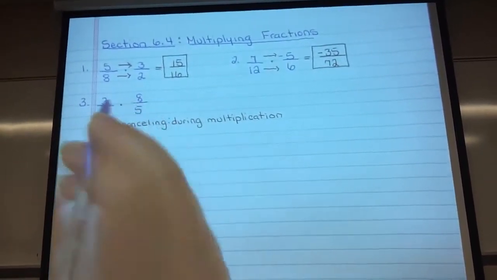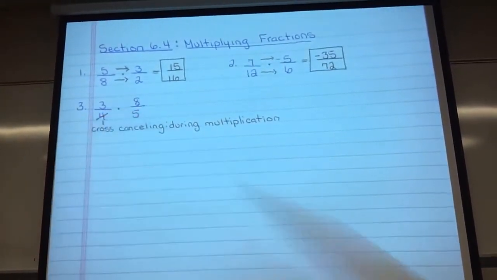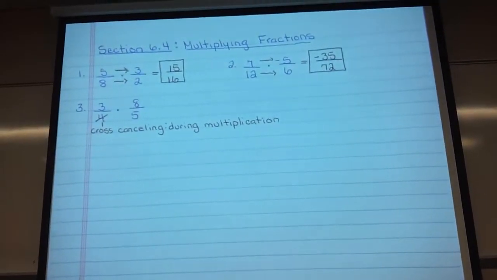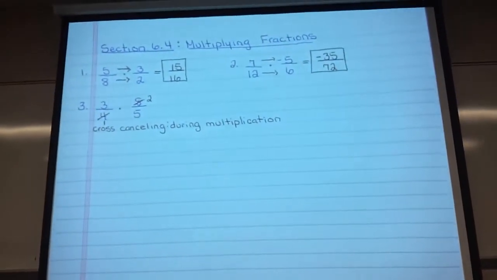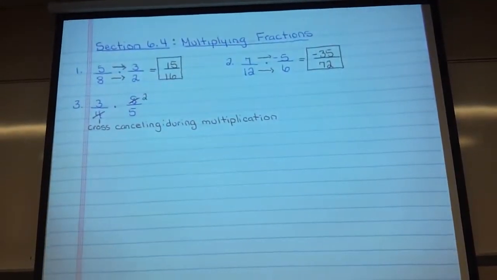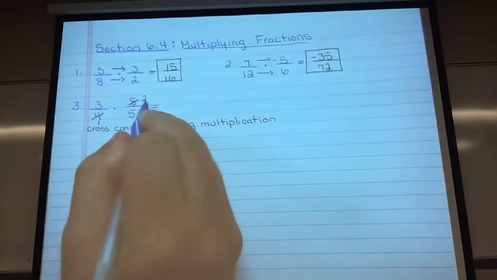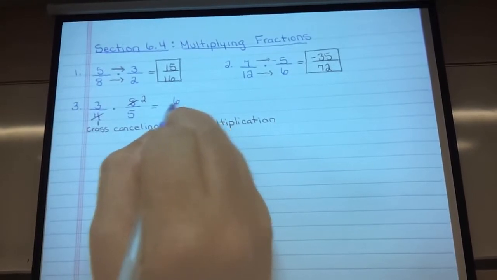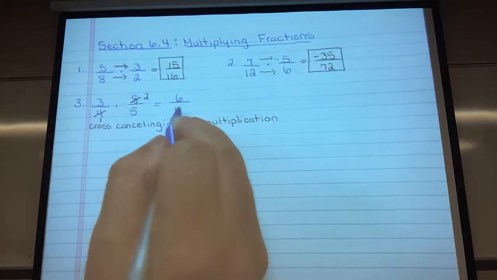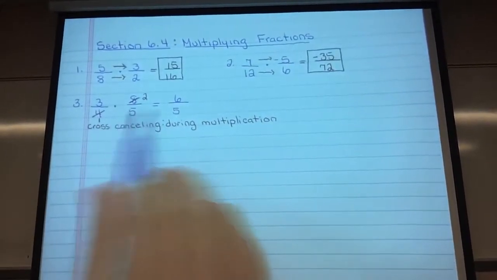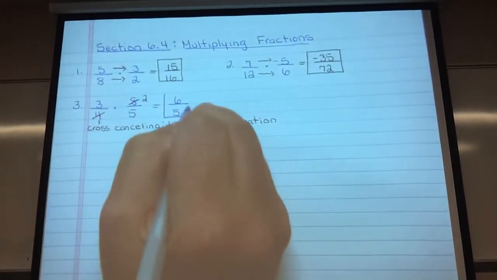4. So I would say 4 goes into 4 once. That's my new number in the denominator. And 4 goes into 8 twice, and that's my new number on top. So then if I multiply straight across, I'm going to have 3 times my new number 2, which gives me 6, over 1 times 5, which gives me 5. If you do the cross canceling here, you don't have to simplify because it's already done for you, and you can leave it as an improper fraction.